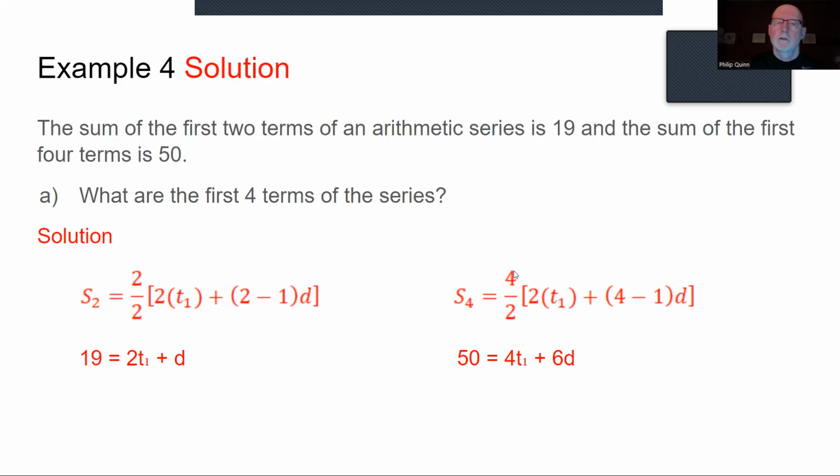This number out here is 2. So when we multiply inside the brackets, 2 times 2 here, that's how we get this 4t1. And then 4 divided by 2 again is 2. And multiply the 2 times the 3 here, 4 minus 1. That's how we're going to get the 6. So now we've got two equations in two variables, and we can solve using elimination.